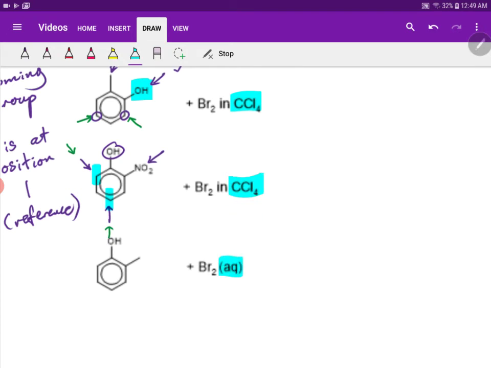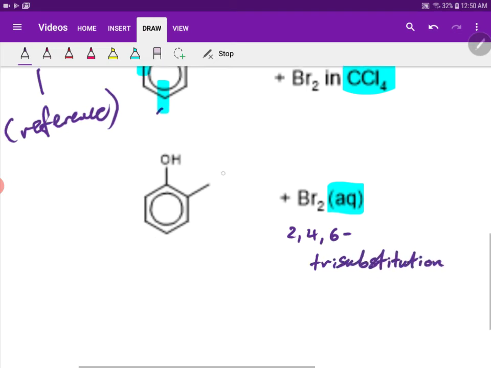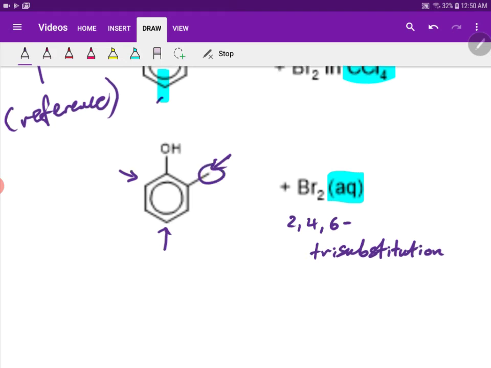In the last case, we are using bromine, Br2, in aqueous condition. So you will know that this is a 2,4,6 tri-substitution. It's going to be added to all three of these positions here. But what we can see is that one of these positions is blocked. So we can only attach it to the fourth and sixth position.